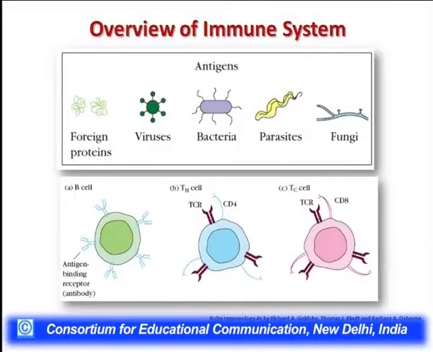Now, the immune response mechanisms identify various types of organisms or pathogens as foreign, which includes bacteria, fungi, parasites, viruses, and any kind of foreign particles. So all these are regarded as foreign particles. Well, if we see the picture at the bottom, this shows the three main types of cells which function in the immune system of our body.